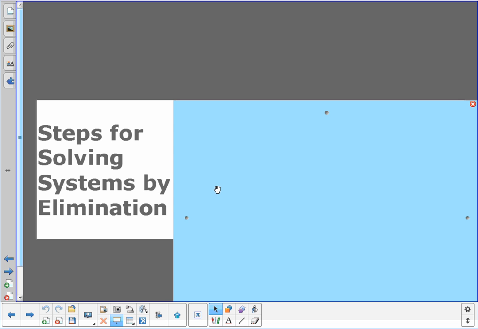So we talked last video about how we can't solve two equations with two variables. We need to make it one equation with one variable. So here are some steps of how we do that.